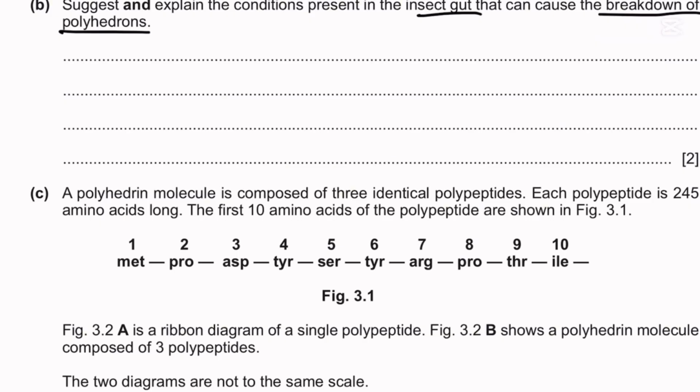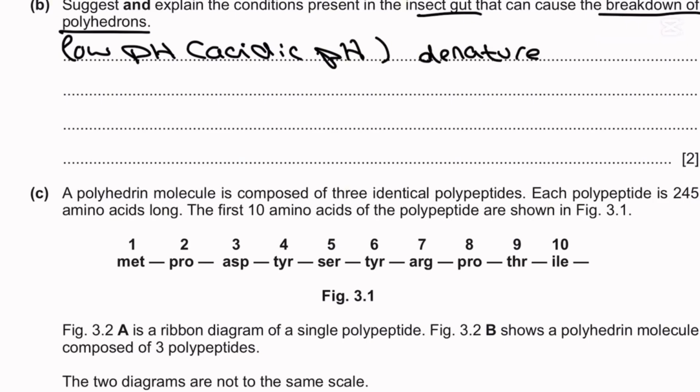Okay, so we can just mention that there is maybe a low pH or a different pH. It does not have to be low. In the human stomach there is a low pH. I suppose we can also suggest that it's a low or acidic pH, which denatures the enzyme. I'm sorry, not the enzyme. In this situation, it's just polyhedrons. Any protein will get denatured when placed in less ideal conditions.